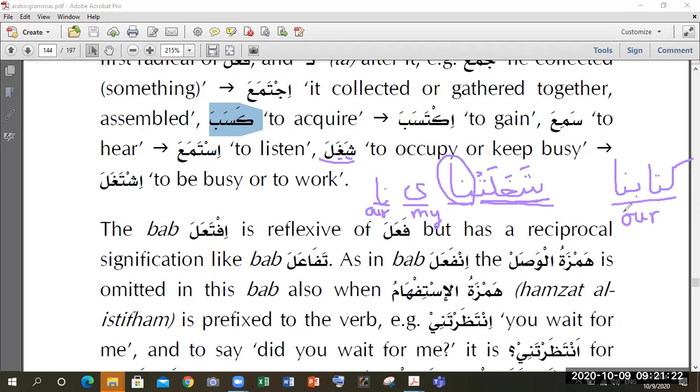Correct. Remember, because it's someone's possession, right? Our, my, his, your. Yes. Kitabuna and shagalatna.